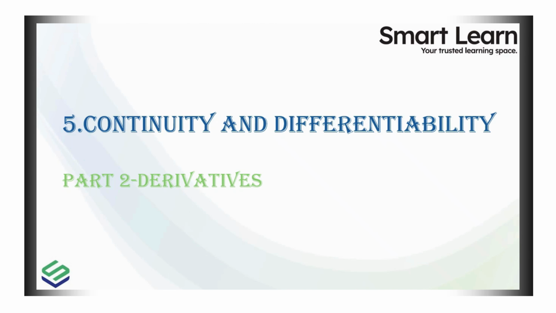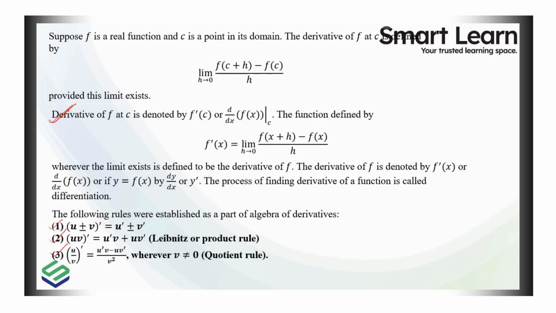We have discussed the derivatives part of continuity and differentiability, and in this first topic of derivatives we have discussed what a derivative is and how it exists. Suppose f is a real valued function and c is a point in its domain, then the derivative is limit h tends to 0 f of c plus h minus f of c by h.